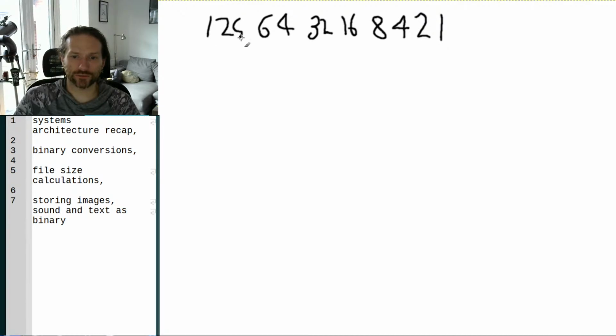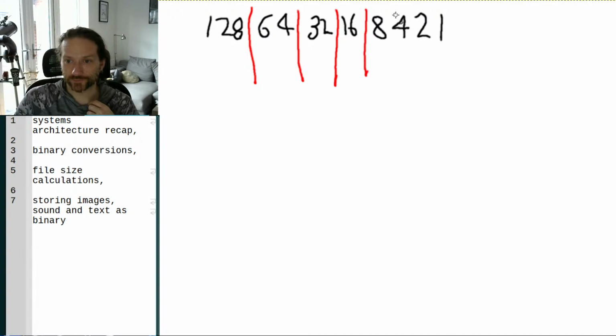What I should have probably done is drawn some lines in here to separate that. So I'll just quickly do that. There we go, just so that we can split this up. Oh God, I'm sorry. No, I'm not having that.